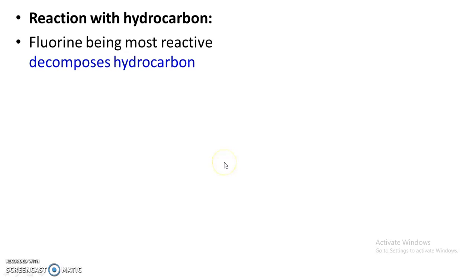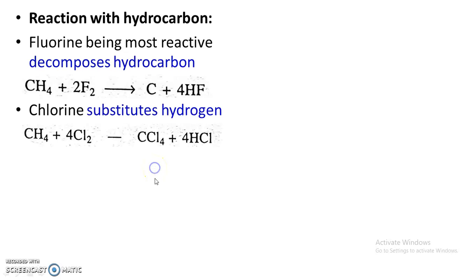Now reaction with hydrocarbon. Fluorine is the most reactive and therefore it decomposes hydrocarbon. When it is mixed with methane, there is actually a breaking of the bonds between carbon and hydrogen. All four bonds are broken. There is a formation of carbon and four hydrogen fluoride molecules. This is the decomposition reaction. Chlorine substitutes hydrogen from the methane and there is a formation of carbon tetrachloride. So this is the substitution reaction, whereas fluorine decomposes the hydrocarbon.